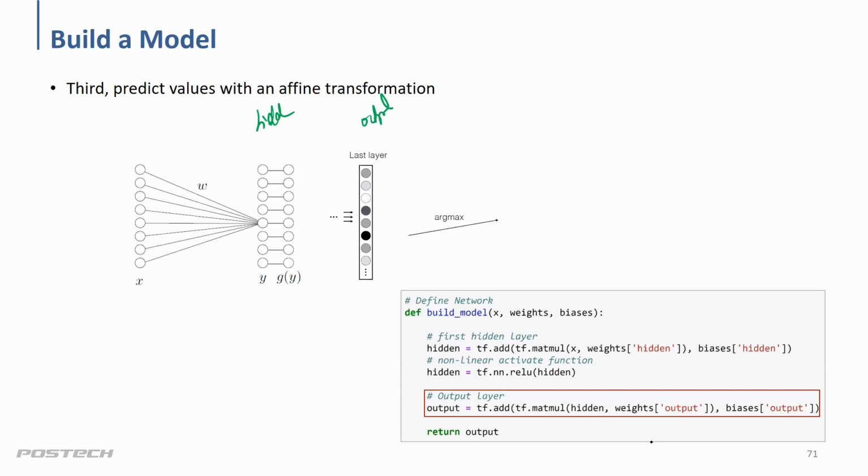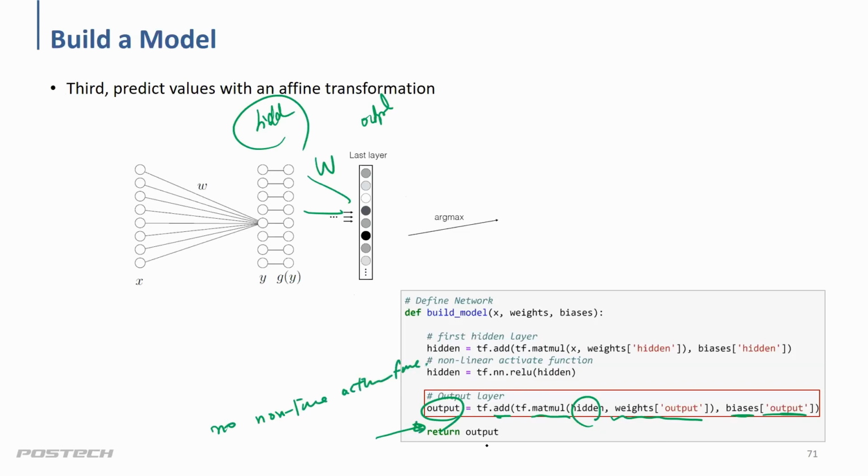The output is another linear combination. In the output layer we have the omegas, the weights, and with the hidden values we do matrix multiplication, and a summation with the bias of the upper layer. That would be the outputs. Now there's no nonlinear activation function at the end. I'm going to return the outputs. It will be the y hat.